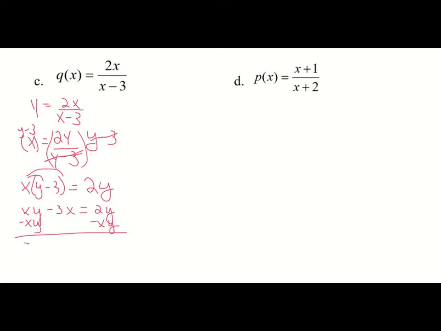And I will end up with negative 3x equals 2y minus xy. Now you're probably thinking, we still got a lot of y's here, and we got to make it y equals. Very true. But I have a greatest common factor here of y. So I'm going to factor out my y. So I'm going to have negative 3x is equal to y times 2 minus x. Because when I divide out my y, we'll get 2 minus x.